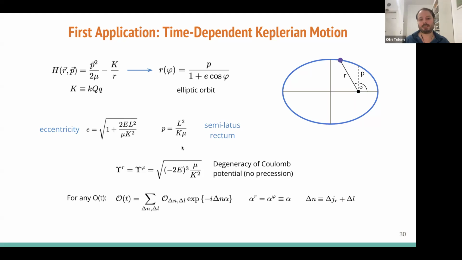That means that instead of a double Fourier series, I just have a single Fourier series over one angle variable. The azimuthal period and the radial period are the same. And quantum mechanically, it means that I can use just the principal quantum number for the harmonic.